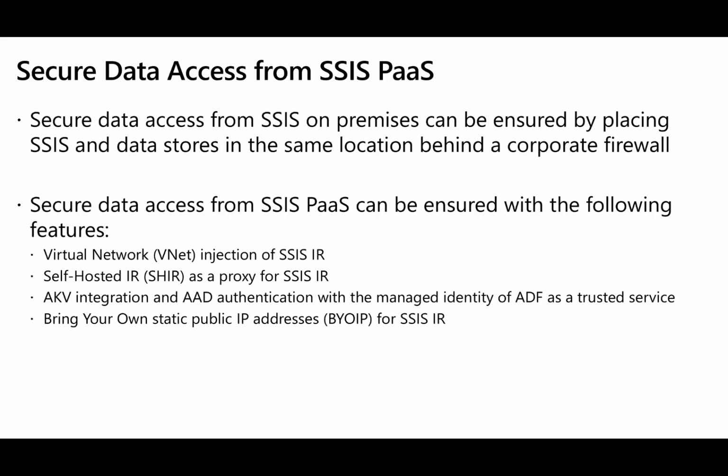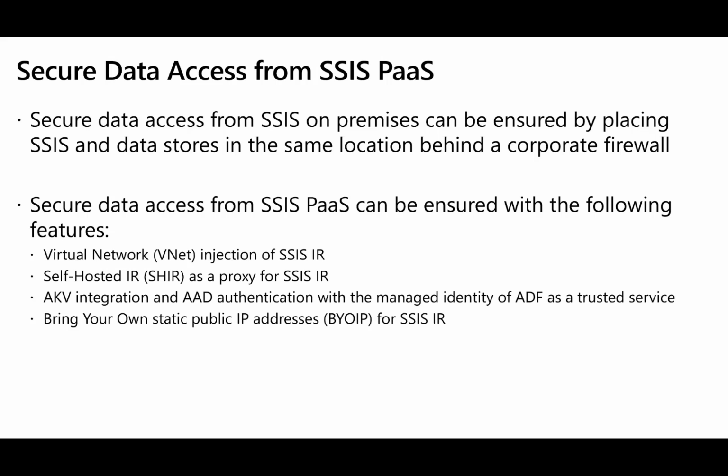Let's focus first on secure data access from SSIS platform as a service. So let me reiterate. Normally, when you run SSIS on premises, you can make sure that the data access is secure by placing the SSIS engine and data stores in the same location behind a corporate firewall. But once you have your SSIS or ETL engine in the cloud, there are many ways to make sure that when you access data, it's still secure.